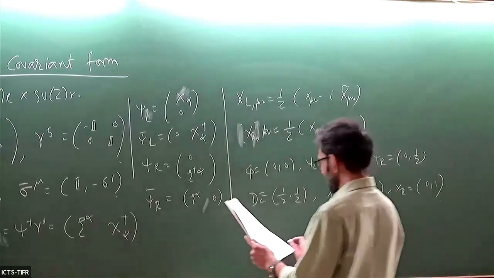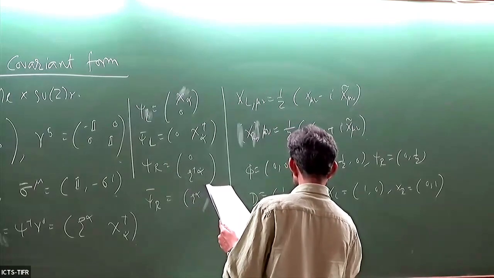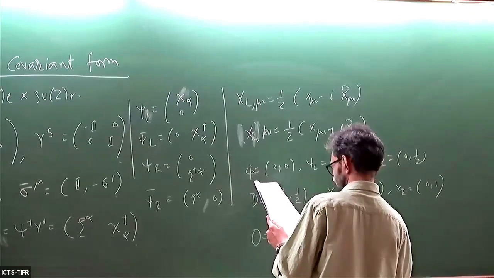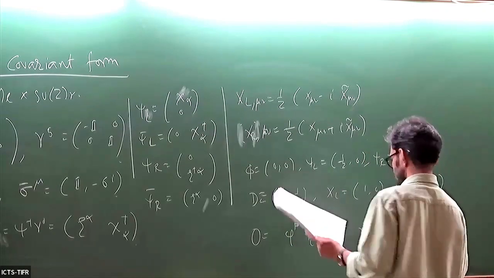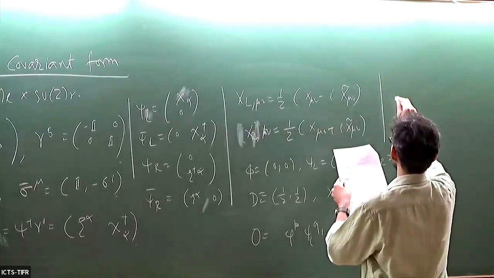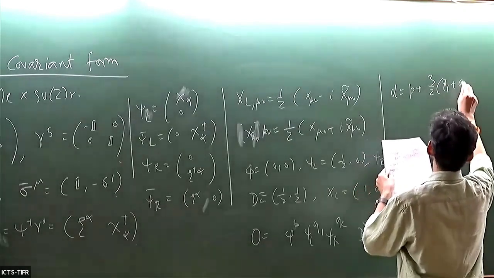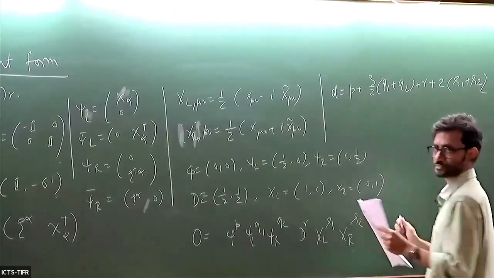So now any operator will be in this particular form: phi to the power p, psi l to the power q1, psi r to the power q2, D to the power r, X_L to the power s1, X_R to the power s2. So this is the generic form of an operator, right? Now if the operator has a mass dimension d, we can write d as p plus 3 by 2 (q1 plus q2) plus r plus 2 times (s1 plus s2).